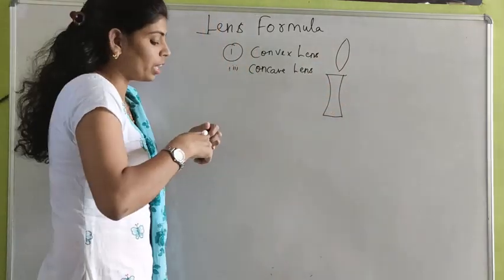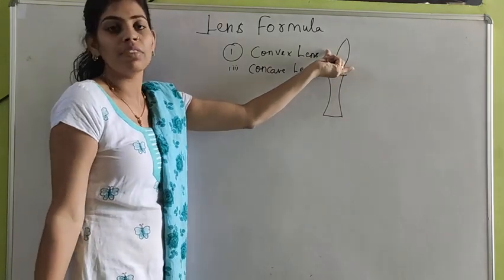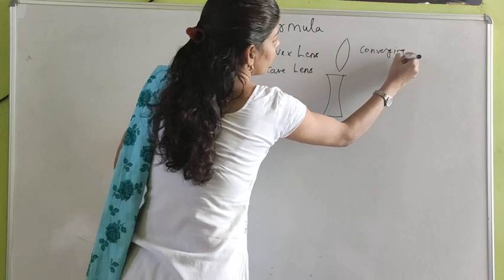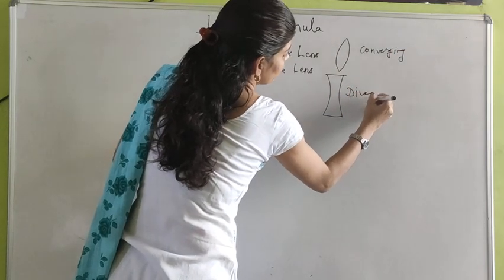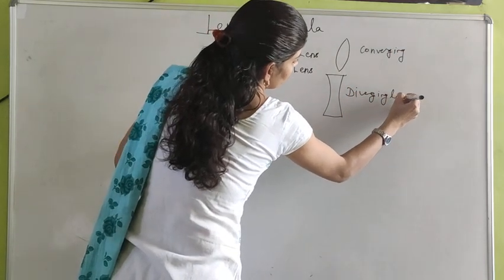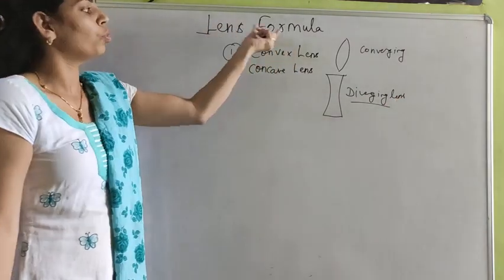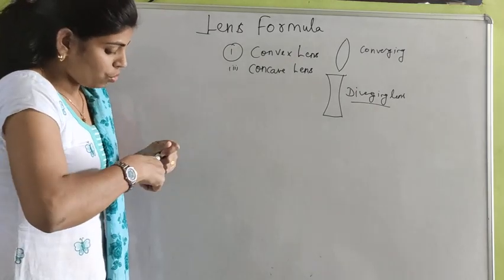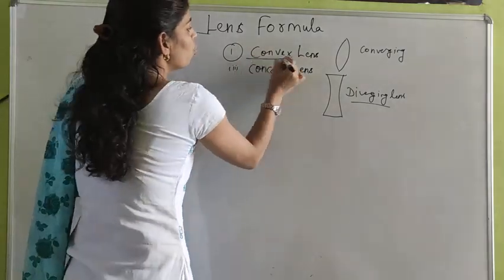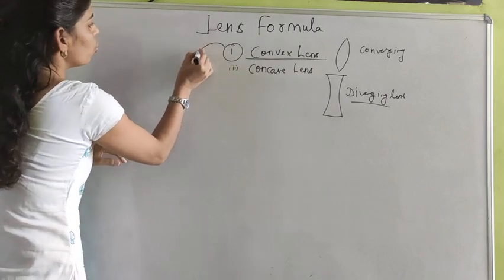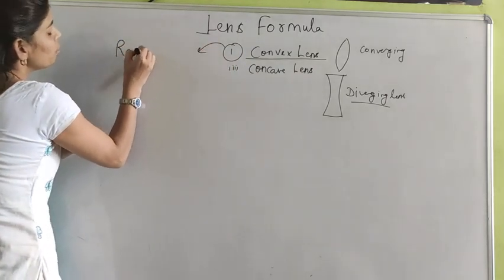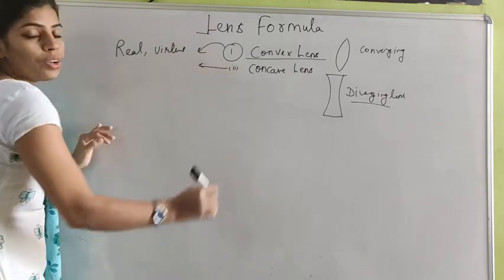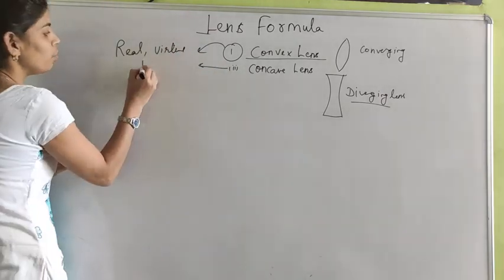Convex lens is known as what type of lens? Converging or diverging? This is converging lens and this is diverging lens. So today we will derive the lens formula for both the lenses, convex as well as concave lens. Now you know that the convex lens forms both the images, the real as well as virtual image, and concave lens forms only virtual image.